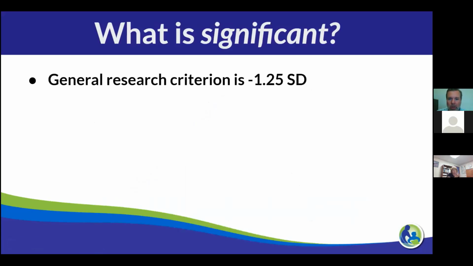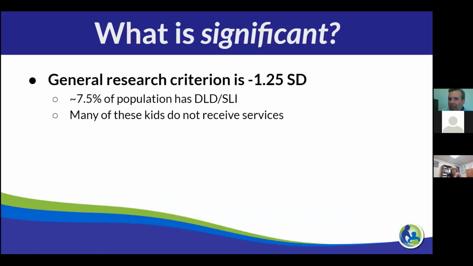So in the research criteria, when we look in the research literature, generally they use a criterion of 1.25 standard deviations below the mean. When I worked in the clinical setting, sometimes we would use 1 standard deviation below the mean. If we think about this 1.25 standard deviations, we can recognize that about 7.5% of the population has a language disorder, and that we also need to recognize that many of these kids do not receive services, right?